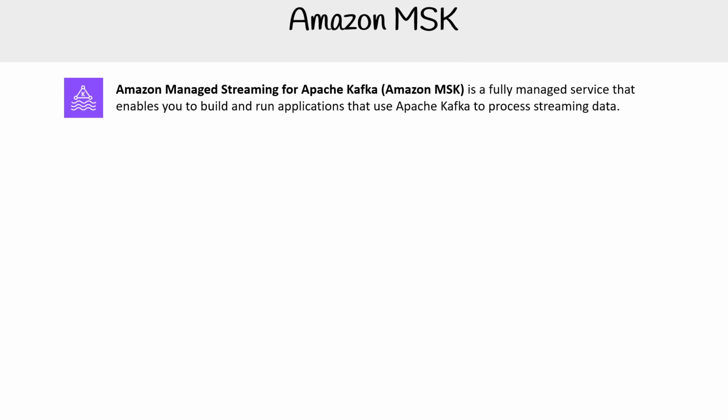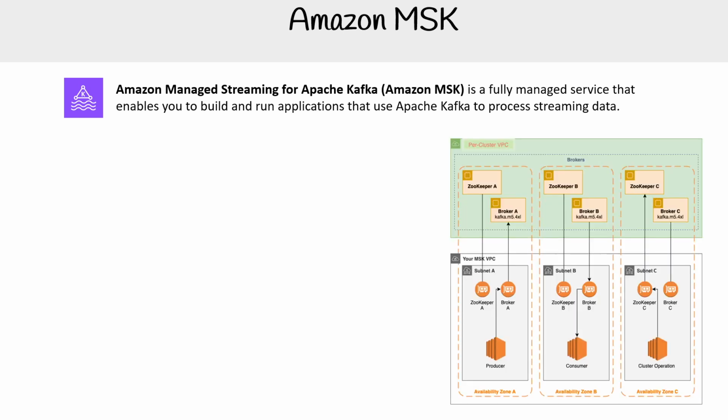So Amazon MSK stands for Amazon Managed Streaming for Apache Kafka. Why they made it that long name, I have no idea, but it's basically a hosted, managed version of Kafka that allows you to build applications with Kafka. So here is the architecture.